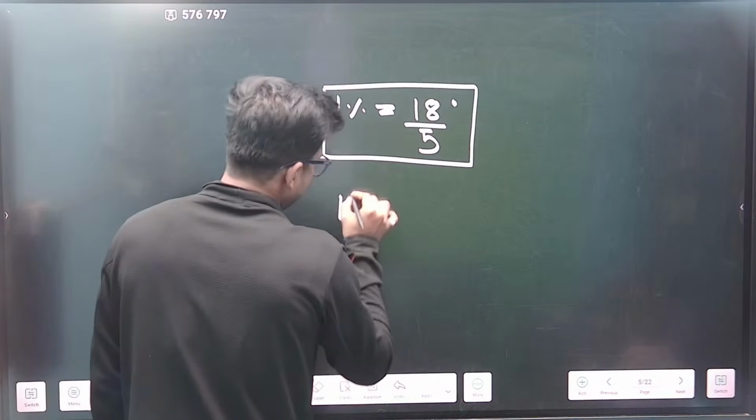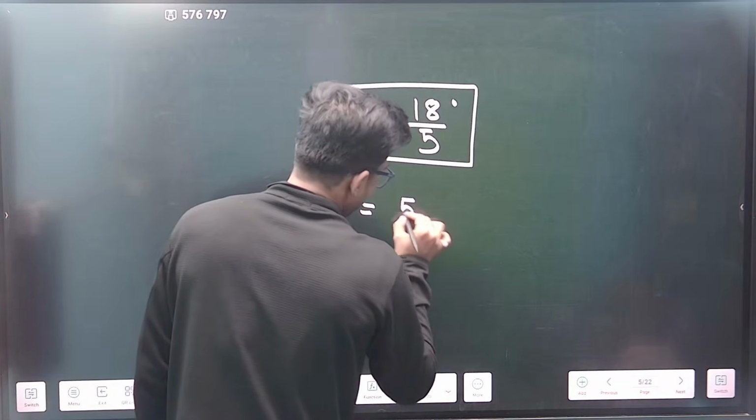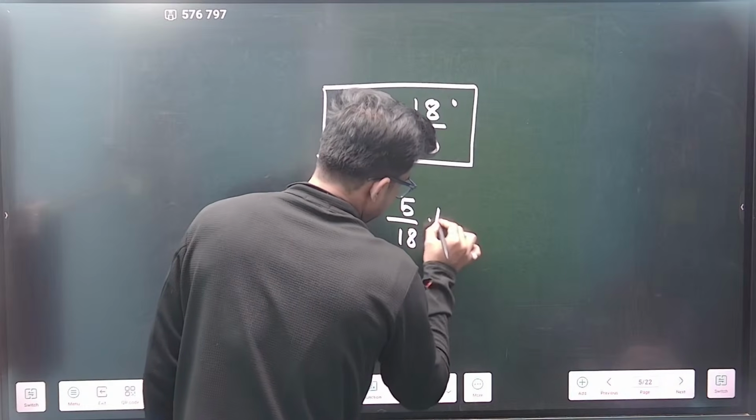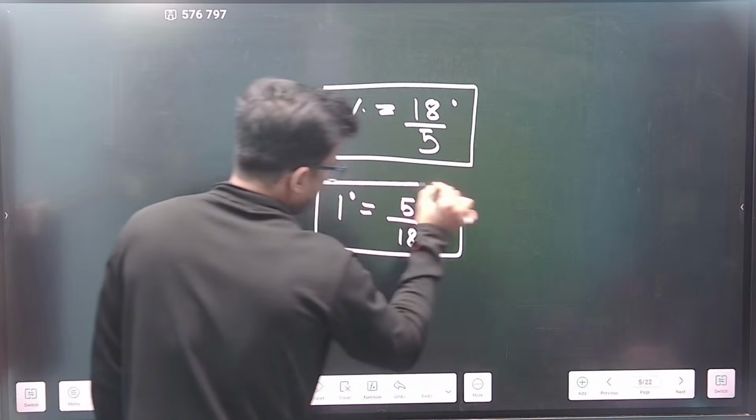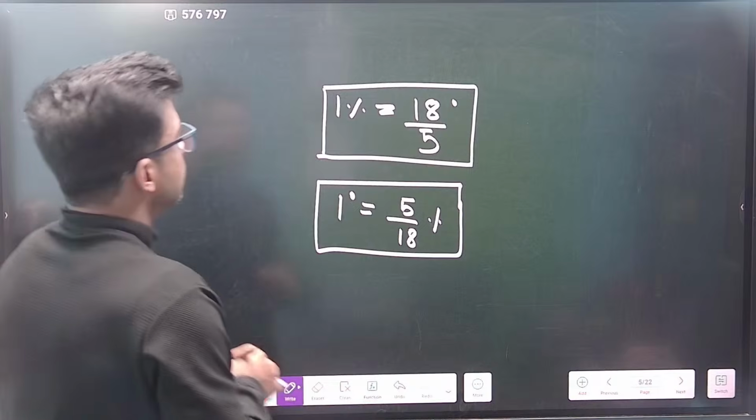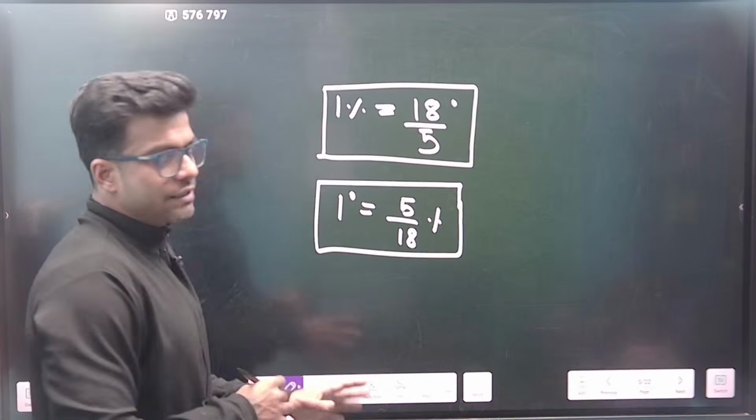Now what is 1 degree? 1 degree is 5 by 18 percent. I hope this is clear. So these are the important points.